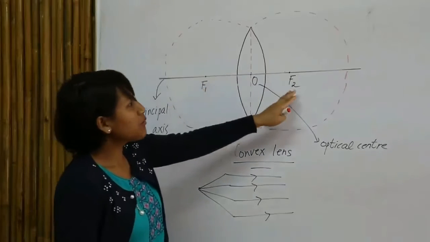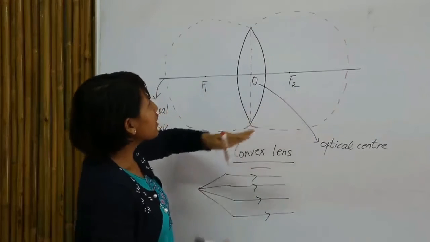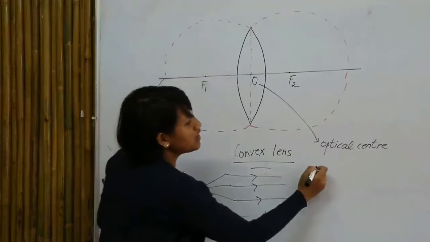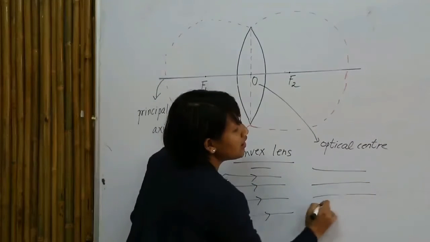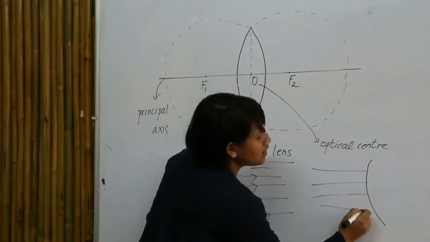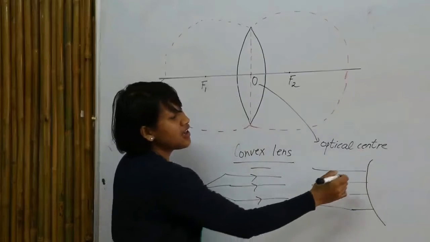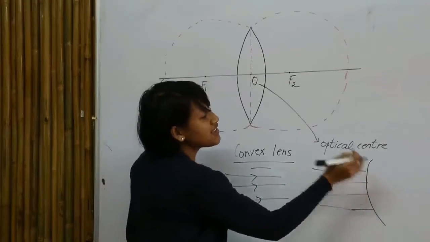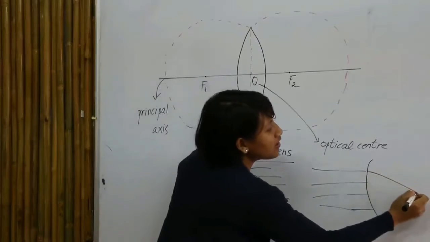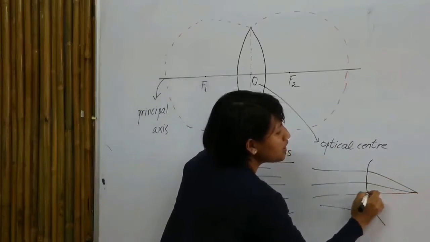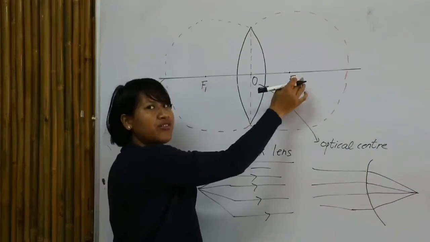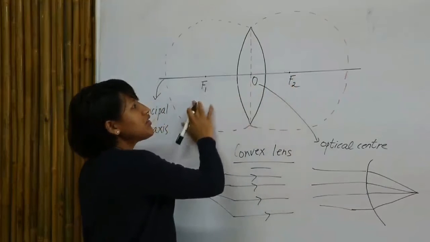The second principal focus, however: when light rays travel parallel and hit the lens, as a result of refraction they will meet at a point, and this point is the second principal focus.